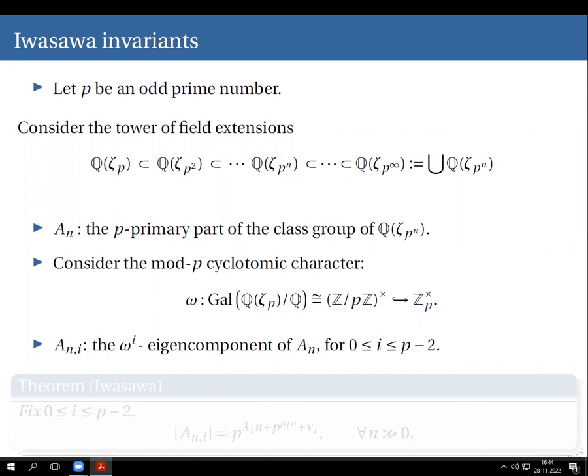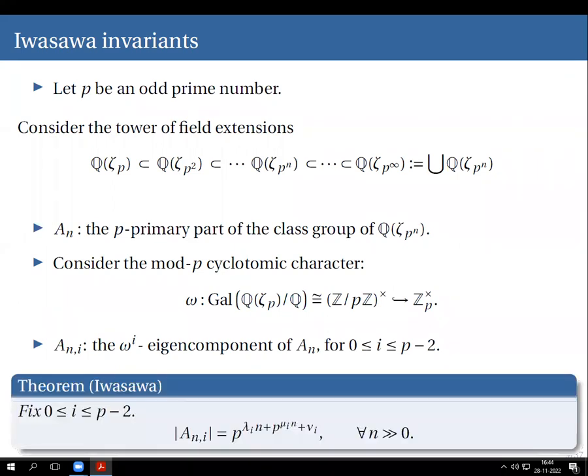And so if you look at this eigencomponent A and I, it's just some P primary abelian group. It depends on n. So I'm looking at the nth layer here, and I'm asking myself what is this class group at the nth layer. And so what Iwasawa showed, and this was one of the first theorems that kickstarted Iwasawa theory, is that there's some sort of asymptotic formula for the size of the class group. So eventually, there's some sort of nice formula.